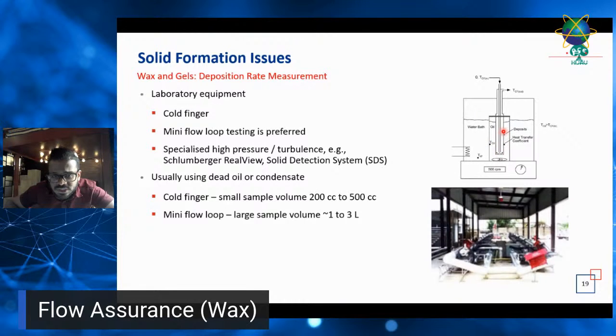Since there's a temperature difference between the oil and the cold fluid here, the wax will start to precipitate on the finger. And we need to apply certain shear in the fluid, and this depends on the flow rate of your pipeline. So we need to make sure that we match the shear in the pipeline so that we can get an identical measurement in terms of the amount of wax being deposited on the finger.